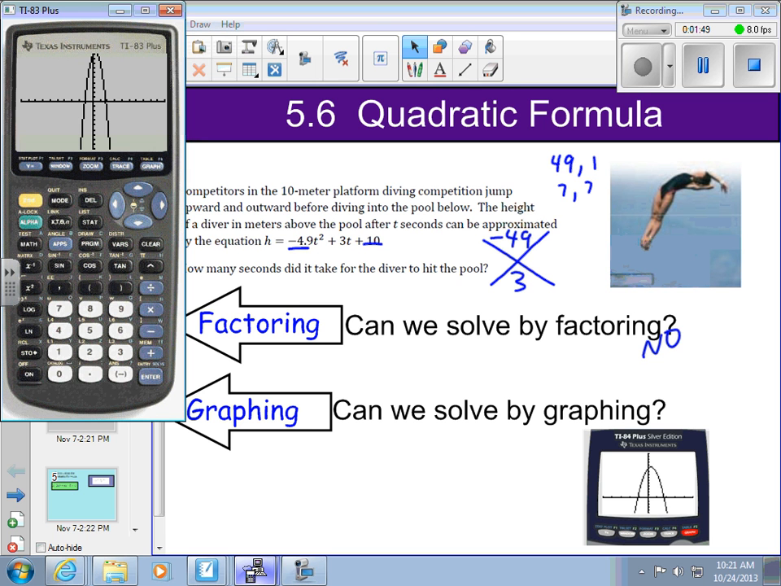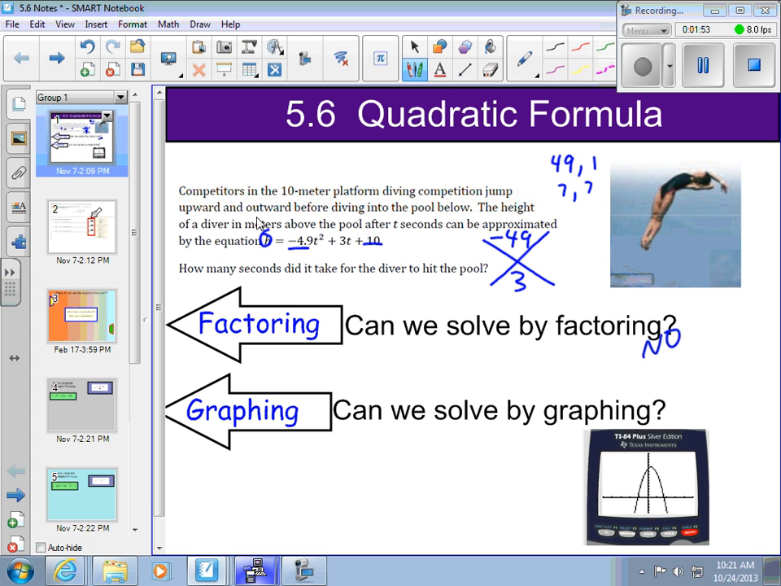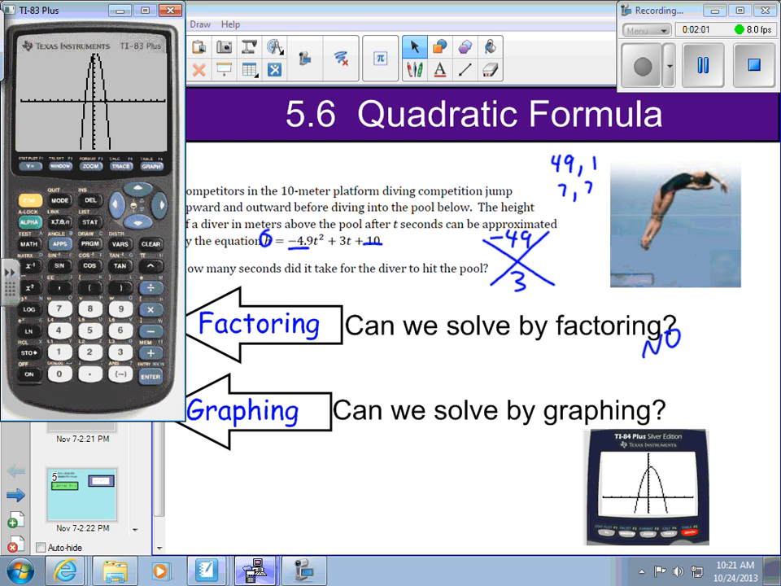Pool would be a height of 0. So we're putting this equal to 0. We want to know when the height is going to be 0. We could find on our graph where that equals 0. And we've talked about how to find zeros before. If you go to your Analyze Graph menu and select 0, we should be able to at least approximate this.